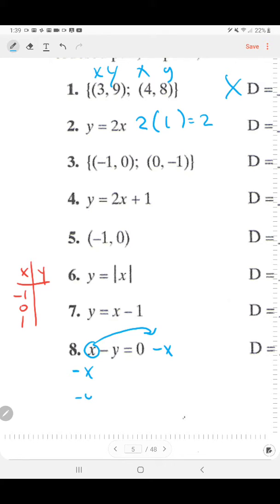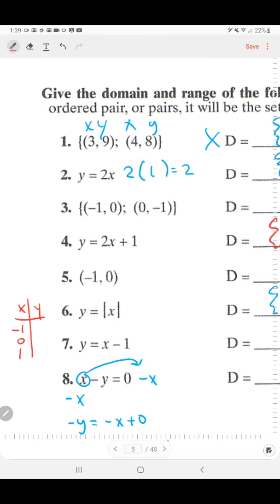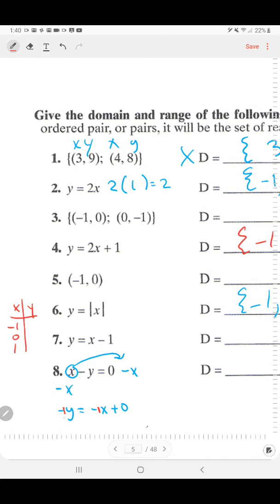So now we've got negative 1 equals negative x plus 0. And then there's an invisible 1 here and here. So you're going to divide by negative 1 to cancel. Divide by negative 1 and then divide by negative 1. So your answer is going to be y equals positive 1x plus 0, because anything with 0 on top is going to be equal to 0.